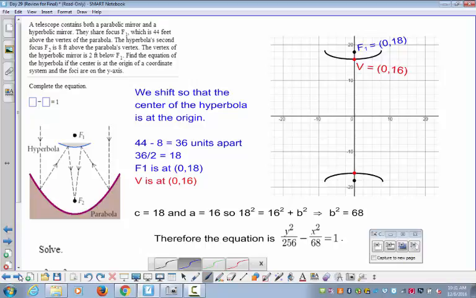We're given a telescope and it contains both a parabolic mirror and a hyperbolic mirror. The blue one is a hyperbola, the red one is a parabola. And it tells us that they share a focus at F1, right there. So F1 is a focus for the hyperbola, the blue one, and the focus for the parabola, the red one. They share that focus, and it's 44 feet above the vertex of the parabola.